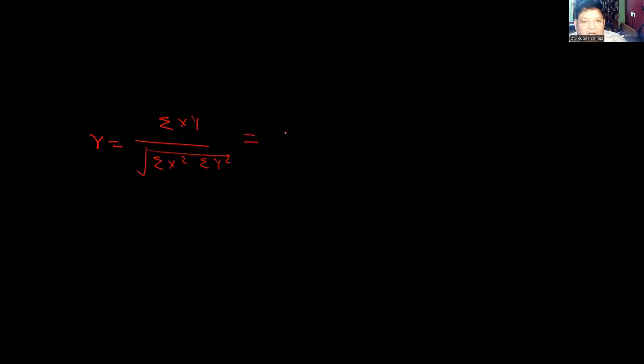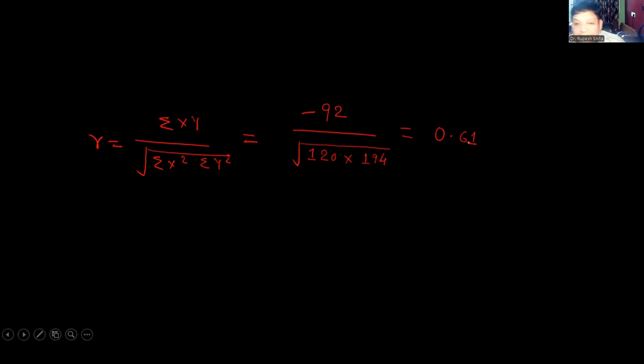We'll put everything in this formula. Summation xy we got how much? Minus 92, divided by summation x square we have got 120. Summation y square we had got how much? 194 under root. So if you solve it, we are going to get the value 0.61. So whether it is strong, moderate, or weak correlation, what do you think?